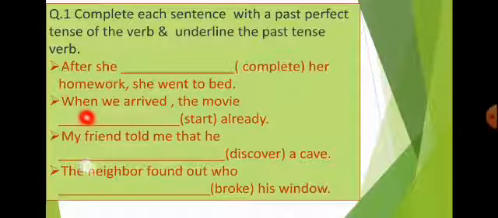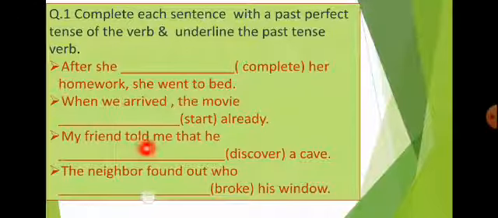Next sentence: When we arrived, the movie dash start already. In the blank, first we will write had, that is the helping verb of past perfect tense. Then we will change first form of the verb into third form of the verb, that is started, had started already. And we will underline arrived. That is the past tense verb, means second form of the verb.